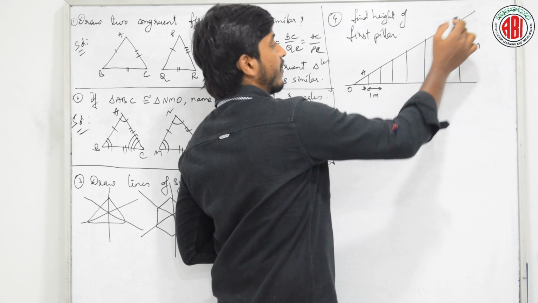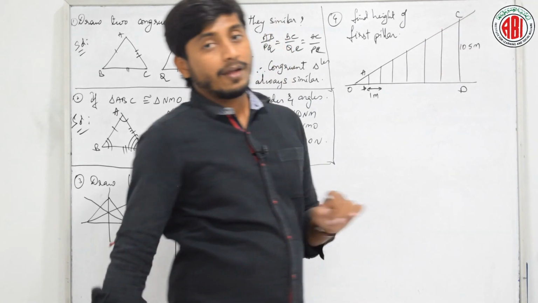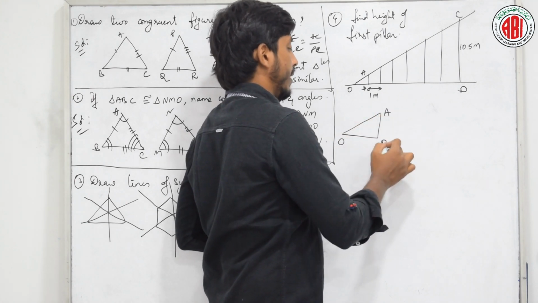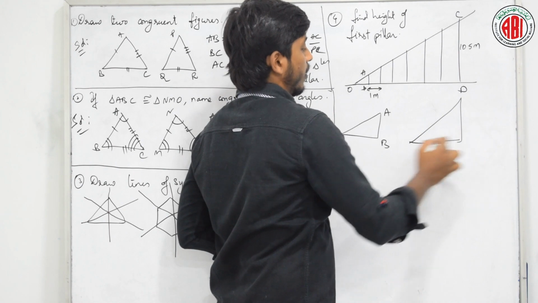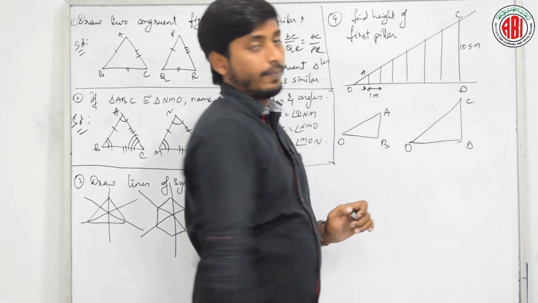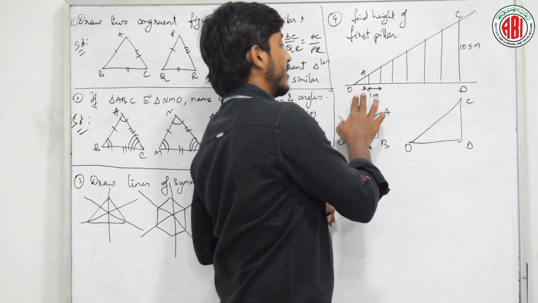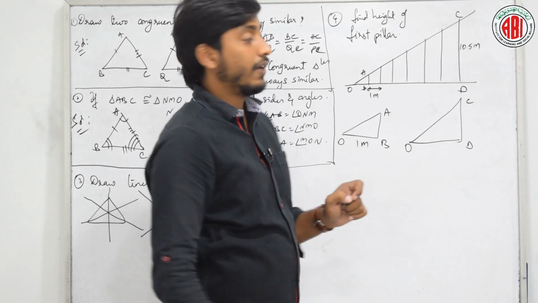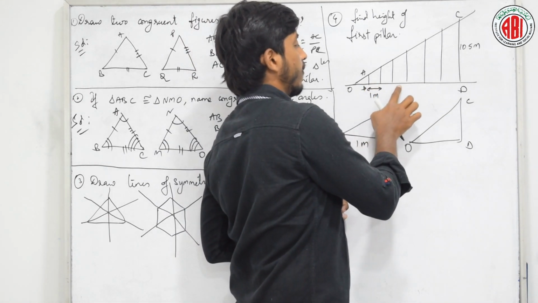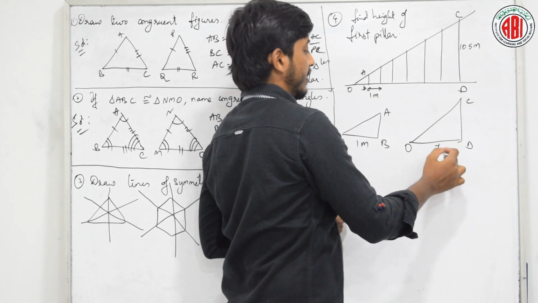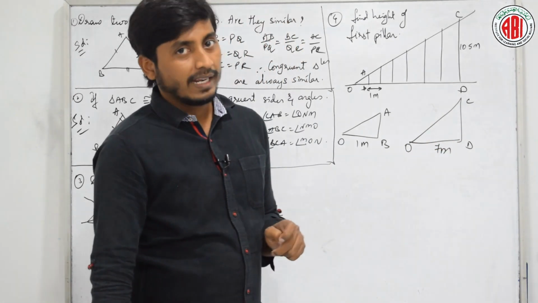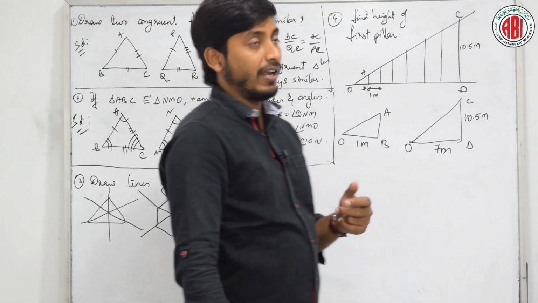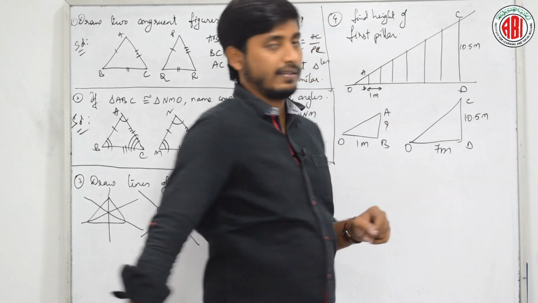How do we find it? If you observe here, this is O, let us say this is A, B, and C, D. Consider triangle OAB and triangle OCD. The distance between two pillars is 1 meter, so this is also 1 meter, this is also 1 meter. If I add the whole thing, 1, 2, 3, 4, 5, 6, 7, therefore this is totally 7 meter. And he gave this as 10.5 meter, and we have to find the height of this.